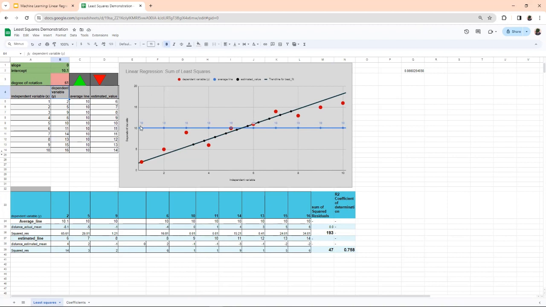And then you could now find the sum of squares for this problem. Okay, so this is just a demonstration of how linear regression works.